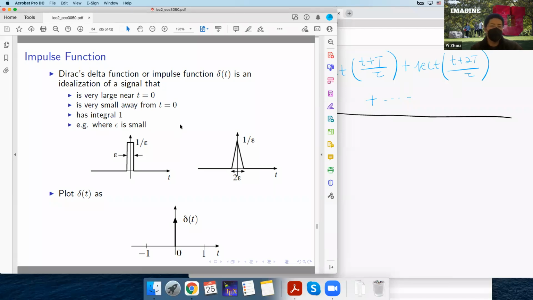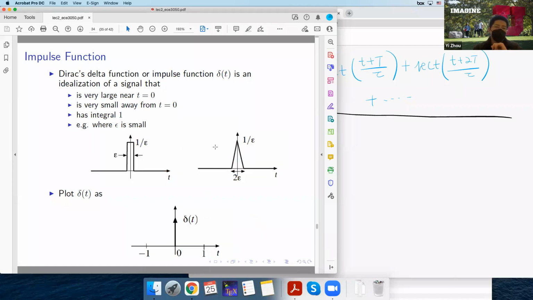So these two pictures provide an illustration of how this signal is generated. We can first define this rectangle signal. The duration is epsilon, and the amplitude of this rectangle signal is 1 over epsilon. Now imagine you push this epsilon to the limit 0. Let epsilon go to 0. This rectangle will become narrower and narrower, and at the same time higher and higher. So in the end, it becomes an impulse function.